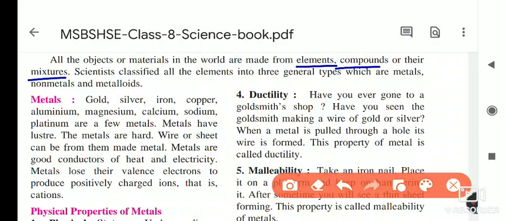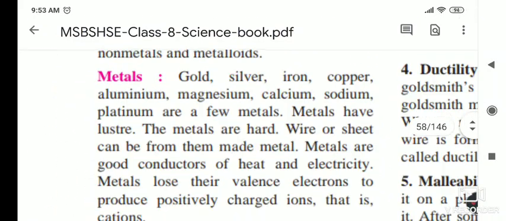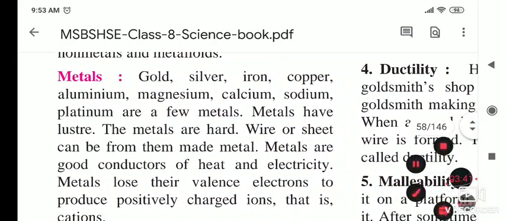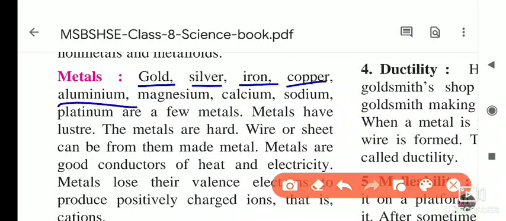Scientists classified elements into three general types, and which are those? Metals, non-metals and metalloids. These are the three types. Scientists classify all the elements in the world this way. Now first we will see the metals. Which are the metals that we know? Just now I told you which metals we are using in our home. Gold, silver articles, iron, copper, aluminium. These things are present in our home.